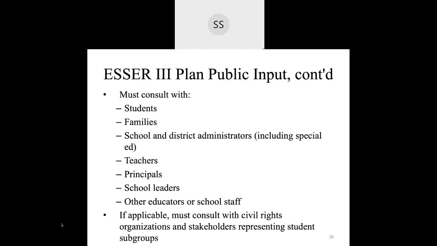In terms of the public input specifically, school districts must consult with students, families, school and district administrators, including special education, faculty and staff, teachers, principals, school leaders, and other educators or other school staff. And if applicable, school districts must consult with civil rights organizations and stakeholders that represent student subgroups, for example, students with disabilities, if that's applicable within your school district boundaries. So that is the ESSER 3 plan.